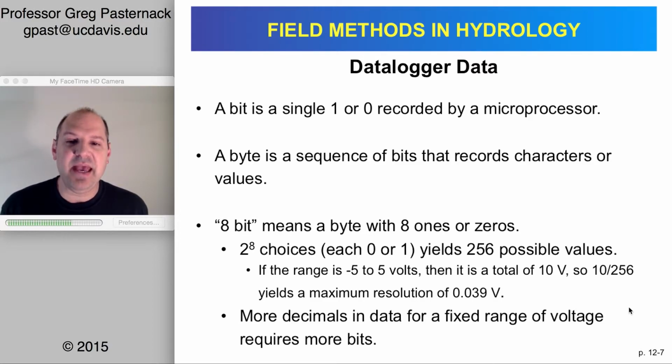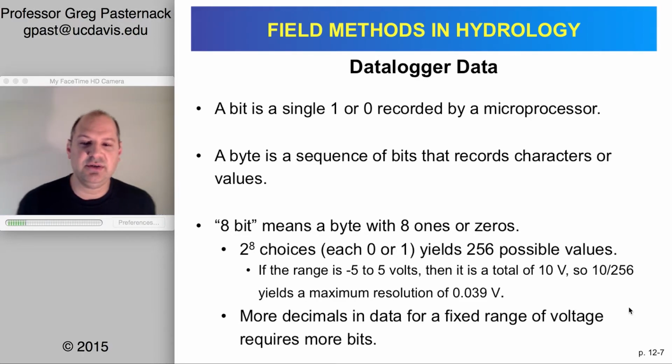We can define a bit as a single 1 or 0. So remember, computers work in a binary language recording just ones and zeros. A byte is a sequence of ones or zeros, or a sequence of bits. So if you have a number, like 12.237, then that number has to be converted into a set of ones and zeros. When we say 8-bit, then that means a byte with 8 ones or zeros.